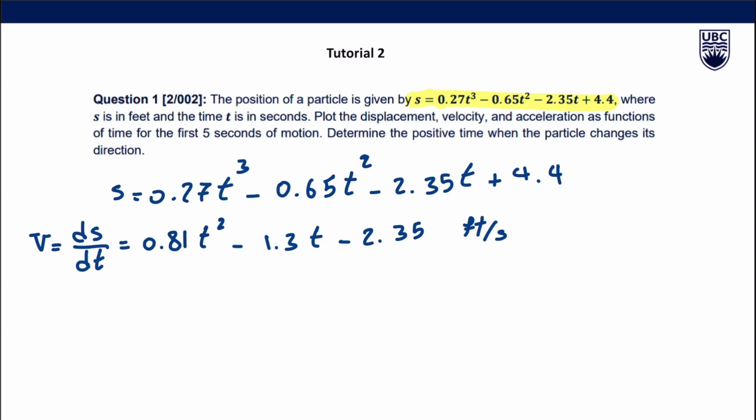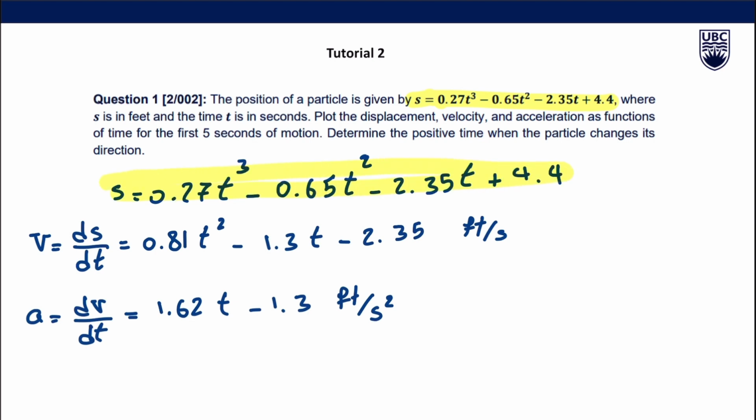For acceleration, we differentiate velocity, right? So a is the derivative of velocity with respect to time, or dv over dt, and this one will be 1.62 t minus 1.3, and the unit here will be feet per second squared. And now you can plot these three equations.